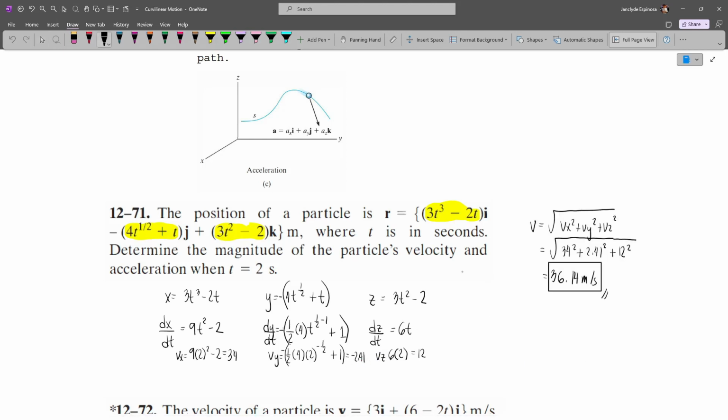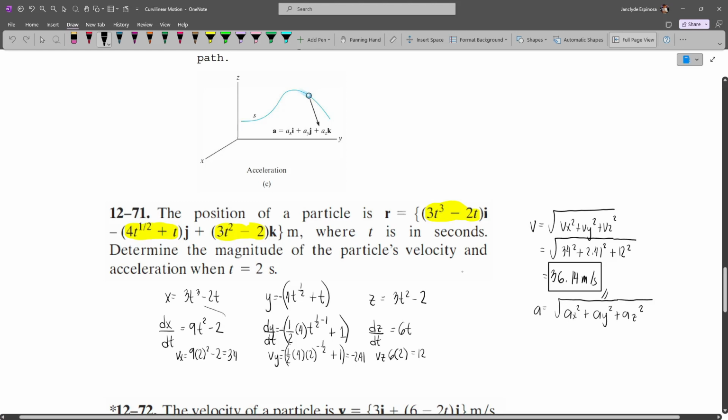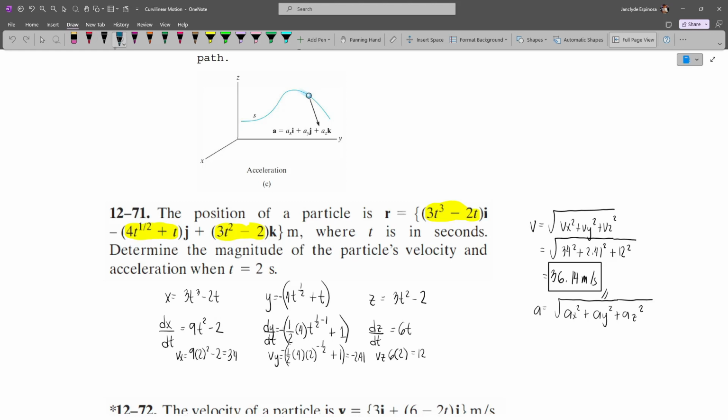And so next, we need the magnitude of the acceleration. So we have a equals square root of ax squared plus ay squared plus az squared. Now to get the acceleration, we must differentiate velocity. By the way, this is for the velocity. So for the acceleration, we have, let's just label this x dot dot, which means that we'll differentiate this twice, or this once. So 9t squared will become 18t, and then minus 2, since that's a constant term, that will become 0.